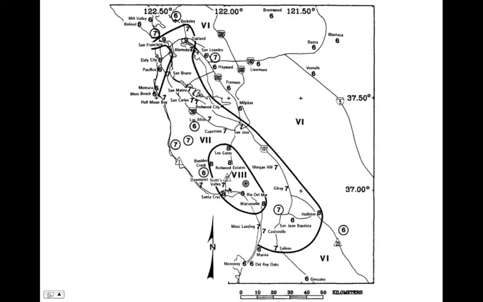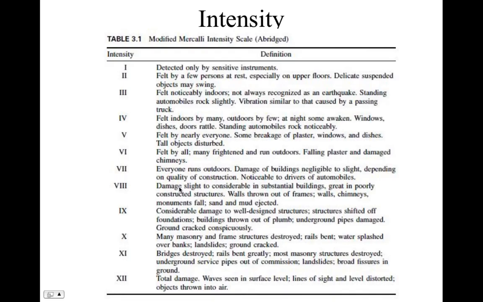You can see we have some 8s, mostly 8s. There's a 7 here. So people in this area felt very strong, violent shaking. An 8 would be slight to considerable damage in substantial buildings, and great damage in poorly constructed ones. So many homes were knocked off their foundations.